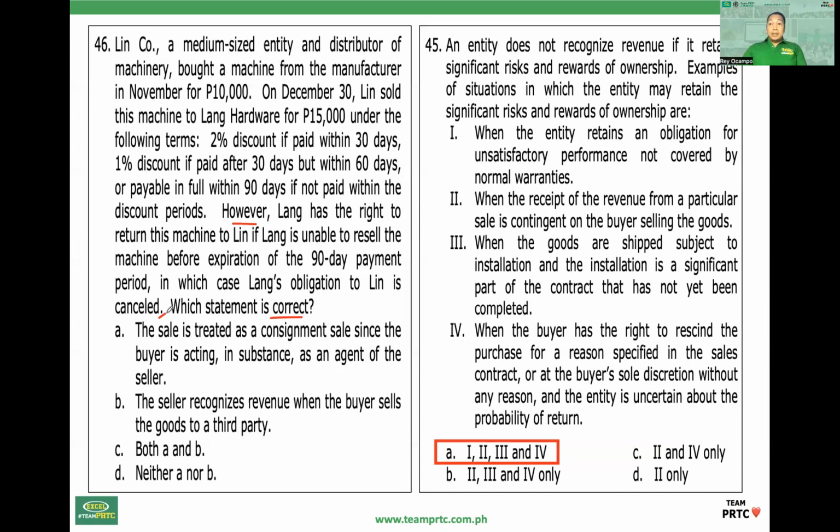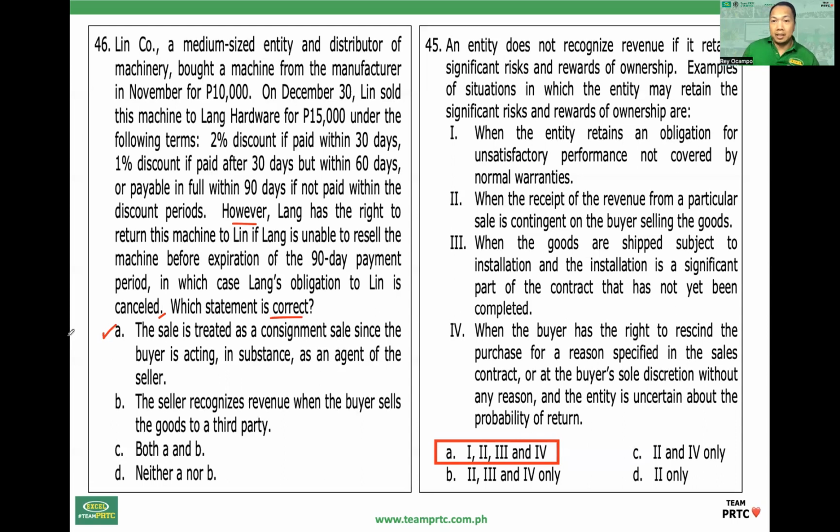Pag tinignan natin yung form ng transaction, sale yan. Pero pag tinignan natin yung substance, parang pinapabenta lang ni Lean kay Lang. Ang nangyari diyan, binenta ni Lean kay Lang, tapos kailangan magbayad si Lang within 90 days. Kung nagbayad siya within 30 days, may 2% discount. Kung within 60 days, 1%. Pero kailangan magbayad siya within 90 days. Pero kung di niya mabenta yan, babalik niya lang and the obligation is canceled. So in effect, Lang is just an agent of Lean. Parang pinapabenta lang. Kaya tama yung letter A.